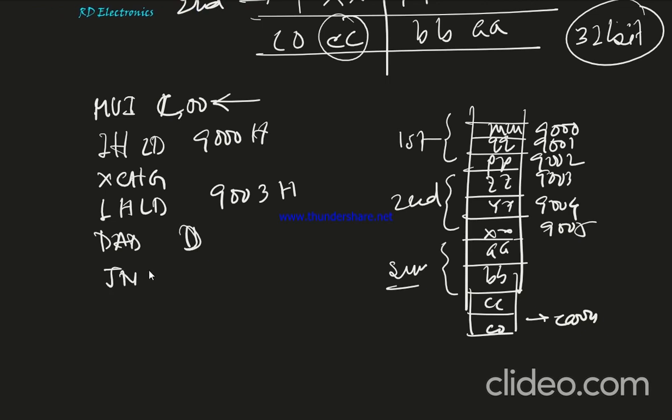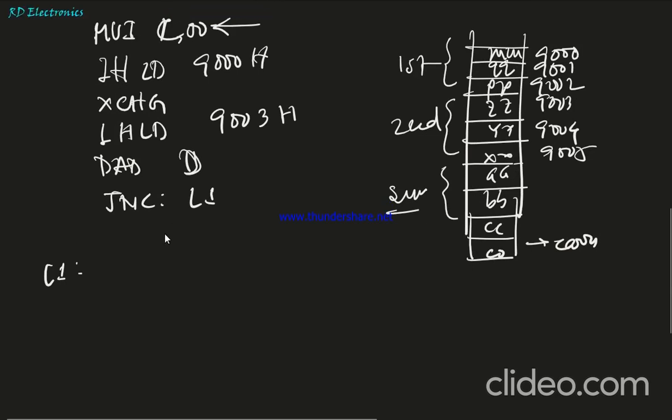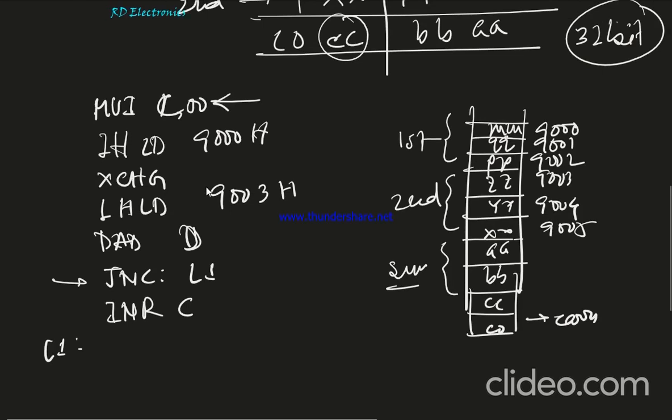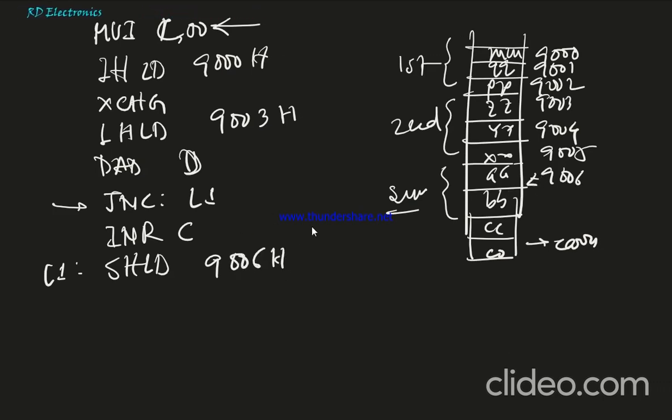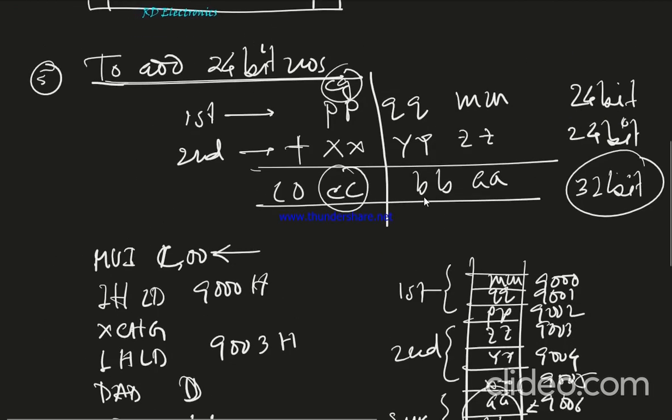Now here we jump if no carry, which checks whether there is a carry or not. If this is false, so there is a carry, we increment the C register, and if there is no carry, one thing should be remembered, that our sum is stored in the HL pair. So we store the sum at our address. This is the starting address to store the sum, 9006. So in 9006 and 9007, these two locations, the first summation is stored, that is BBA.